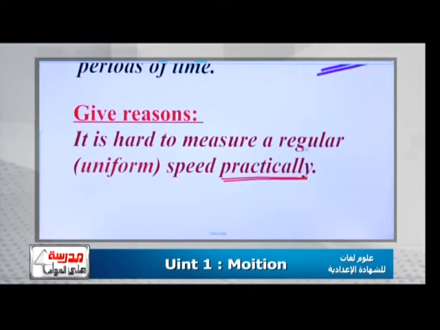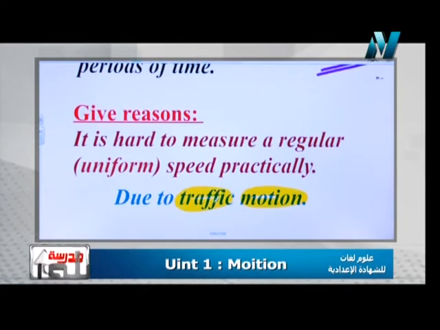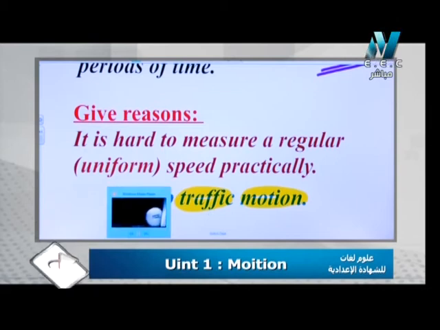It's hard to measure a regular or uniform speed practically. I would say, of course, due to traffic motion, because this object didn't move alone in the street.